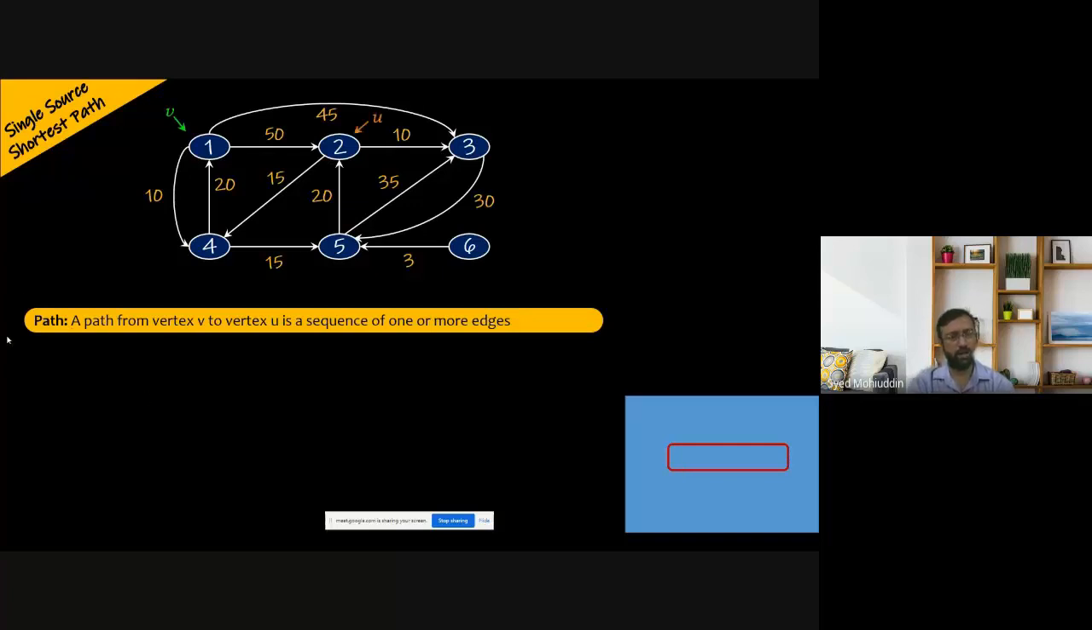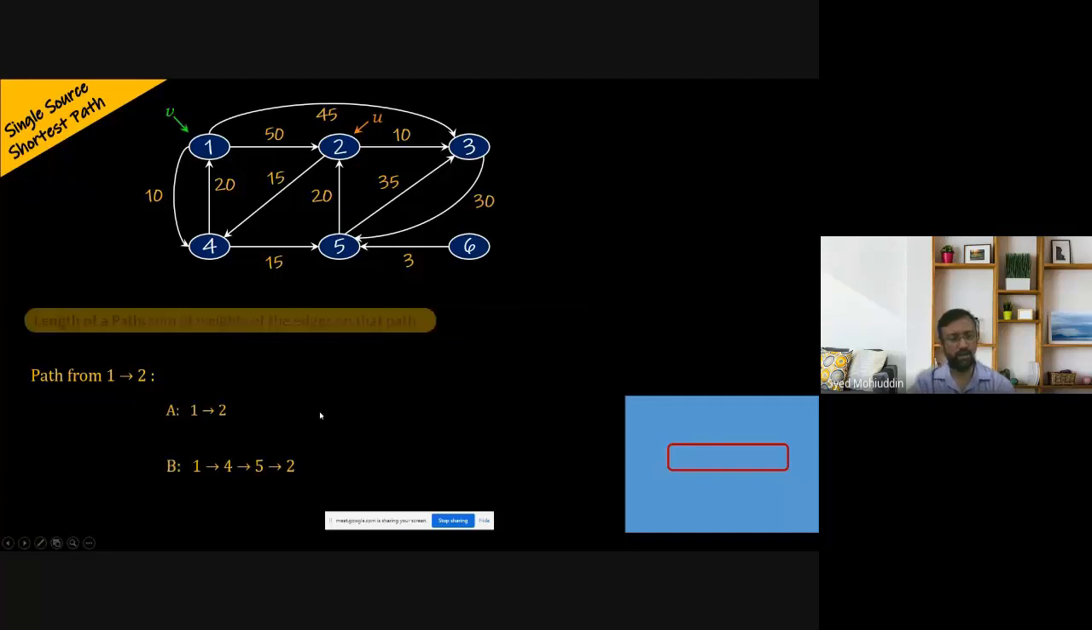Now let us consider the same vertex 1 as the source vertex V and vertex 2 as some vertex U, the destination vertex. Now for paths from vertex 1 to vertex 2, we have path A, a direct path whose cost is 50. And then we have another path B, from vertex 1 to vertex 4, from vertex 4 to vertex 5, and vertex 5 to vertex 2. So there are two paths. There may be other paths also, for example from vertex 1 to vertex 3 to vertex 5, then vertex 5 to vertex 2. But let us consider these two paths.